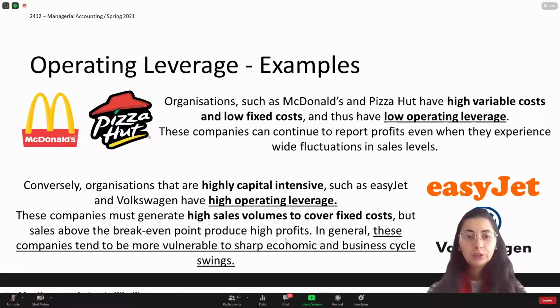Any questions on operating leverage? No?